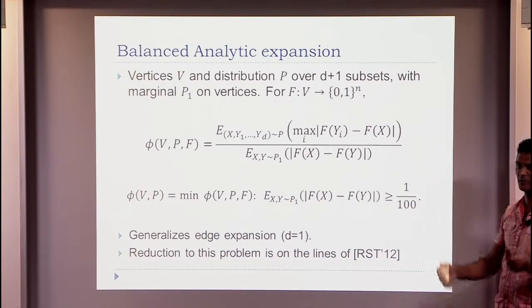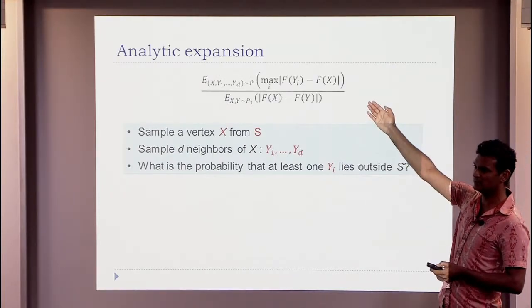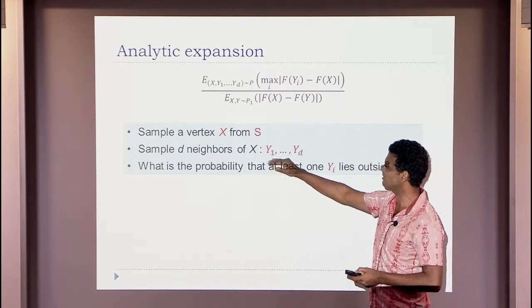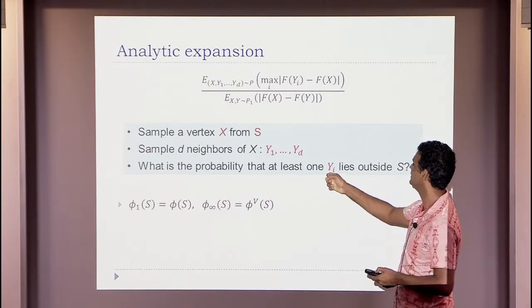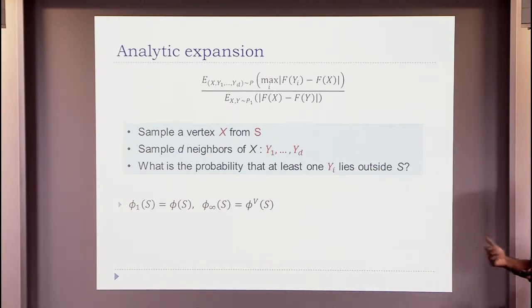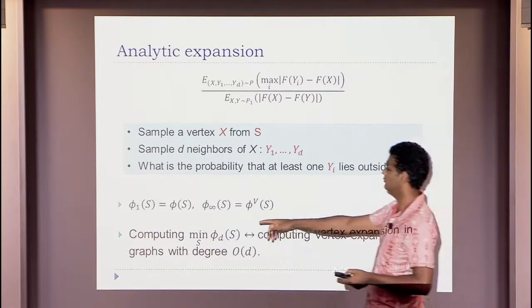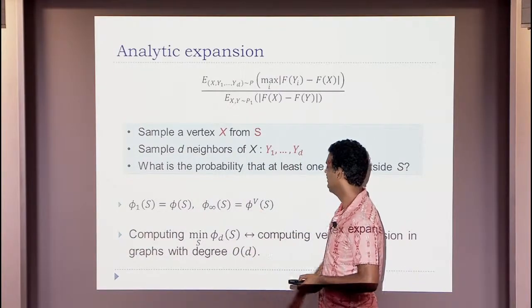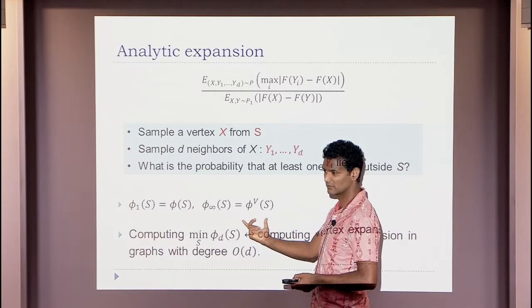It's just a Hoeffding bound. So what you do here is, you remember this is the quantity. You sample a vertex, sample neighbors, and this is basically asking what is the probability that at least one y lies outside the subset. Right? Because then it's counted in the numerator, otherwise it's not counted. And as we were saying before, with d equal to 1, it's the edge expansion, and if you make d infinity, that means you're looking at all neighbors, you get vertex expansion, the max over all neighbors.